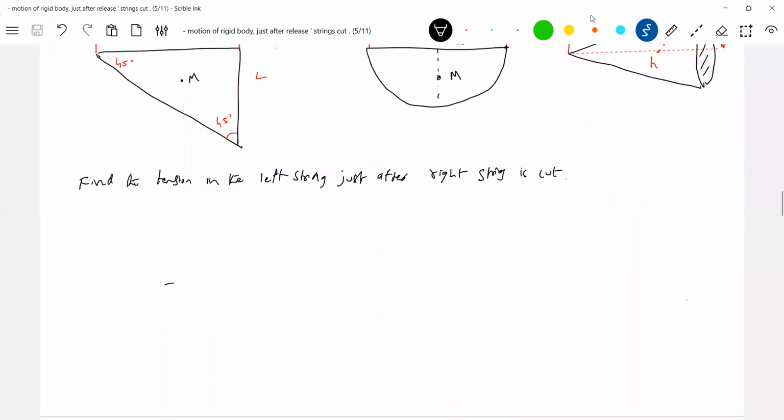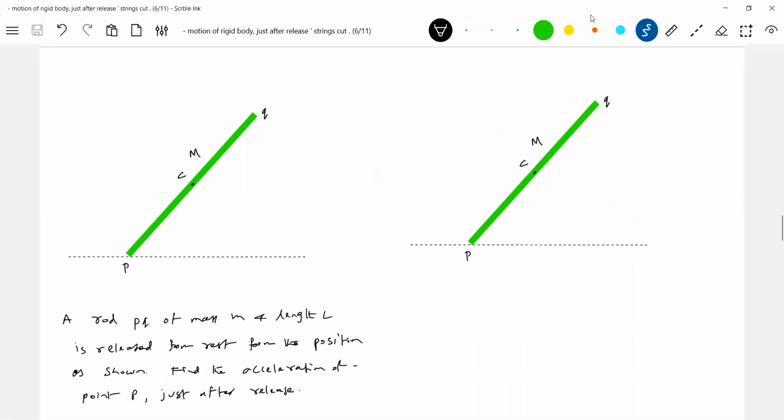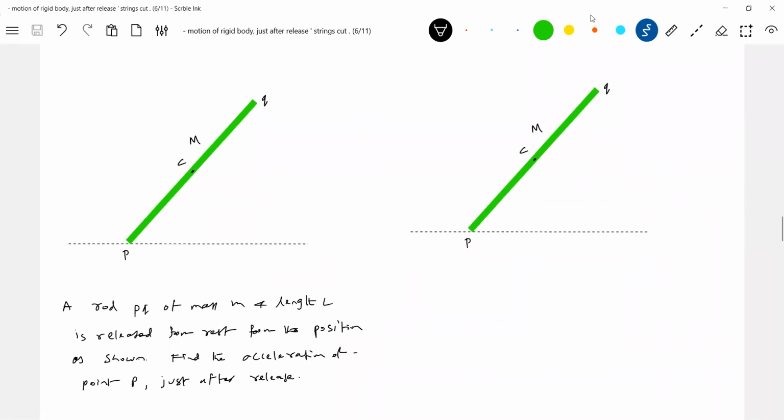I'll go for the next concept. Now, similarly, instead of the string suddenly cut, now I'm going to release the rod. Read the question now.